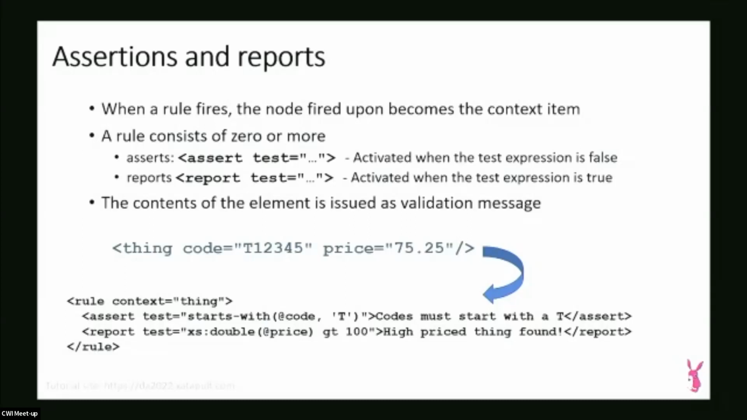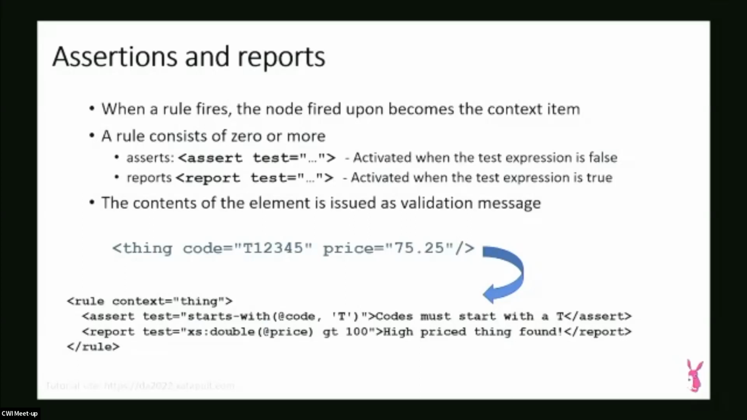And I also wrote a report there, which says if the price is bigger than 100, then a high price thing was found. Maybe the user should know that. Asserts are much more common than reports. Most schemas I've seen and written are just about asserts. But it's still good to know that the report feature is there.